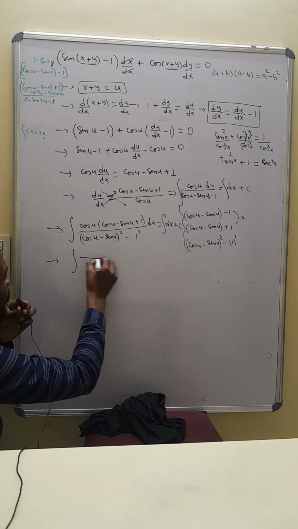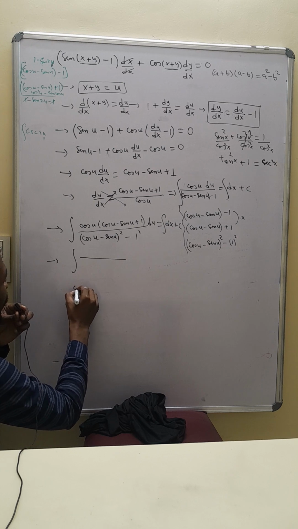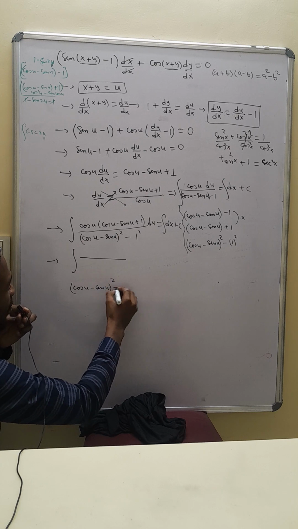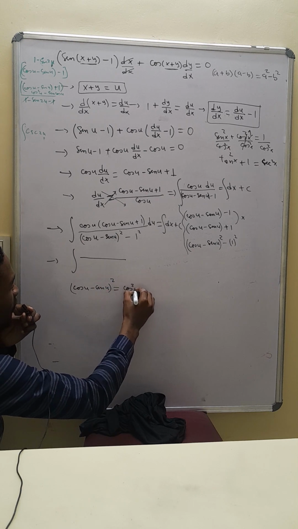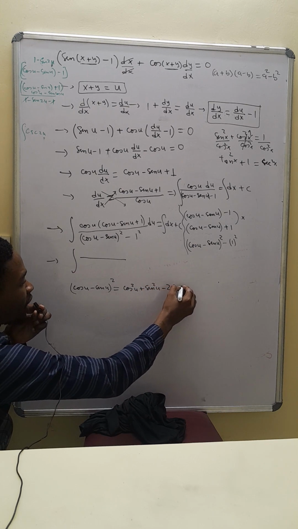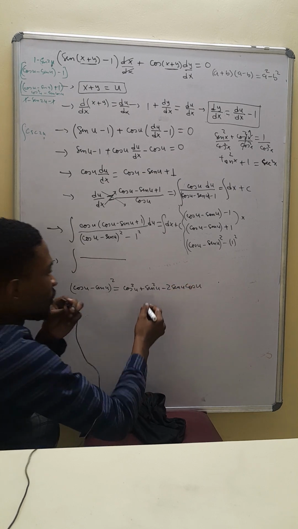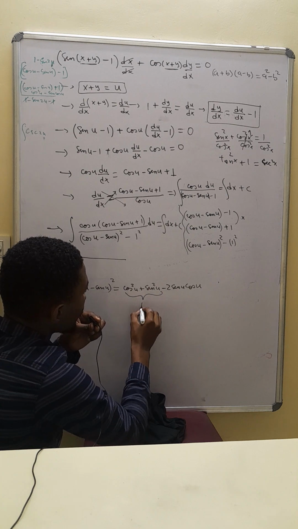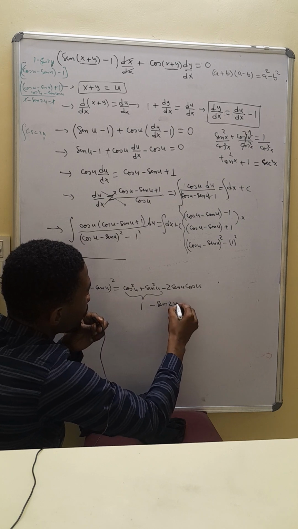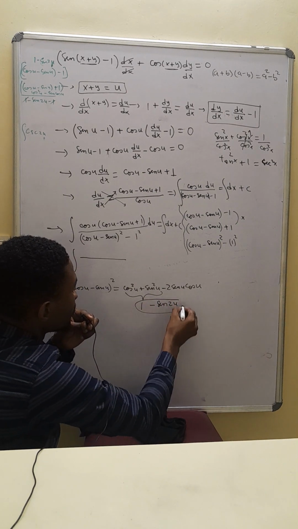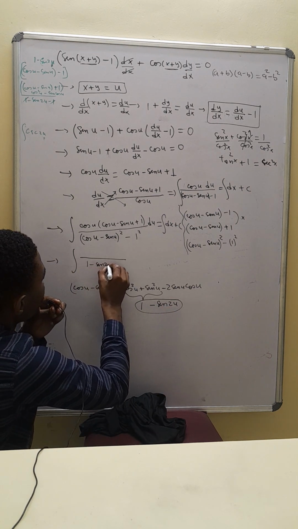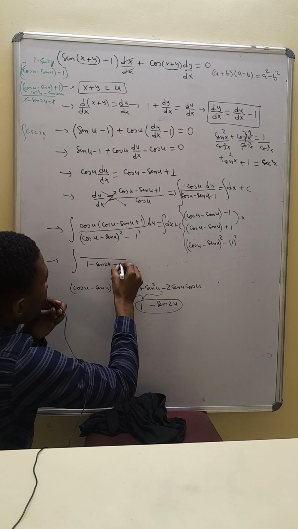This expression is equal to, I will put here down, (cos u minus sin u) square. If I put it square, what will it be? Cos square u plus sin square u, then minus 2 sin u cos u. This one will be 1 minus sin of 2u. So it will be 1 minus sin 2u minus 1.